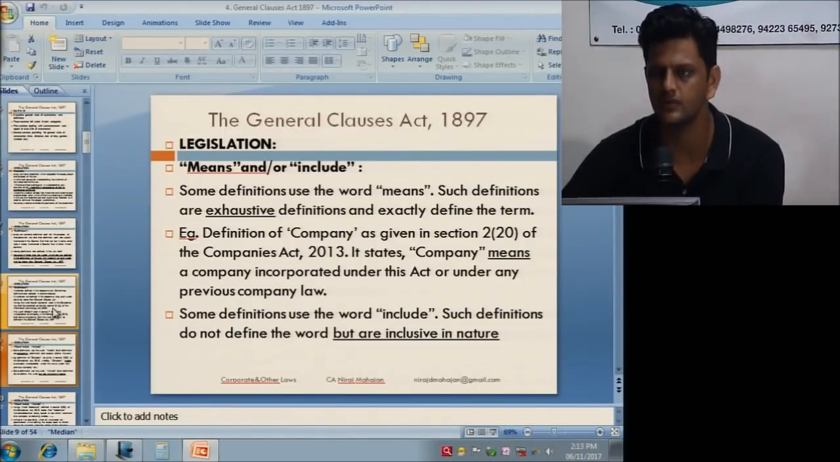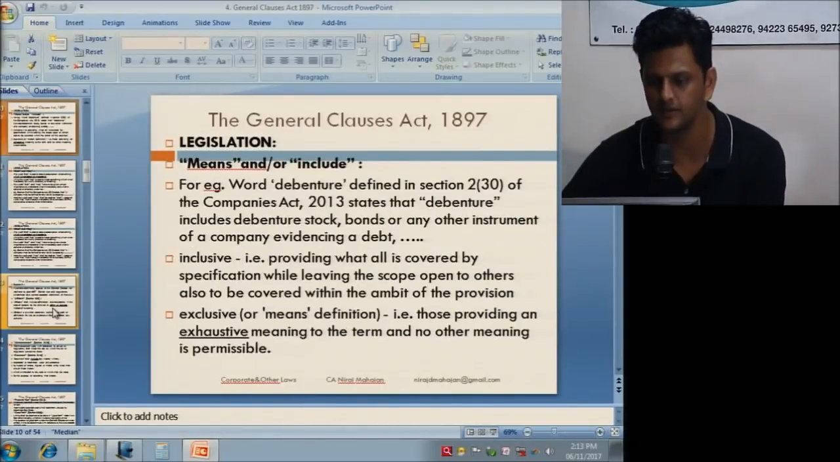Why exhaustive? Limitations. That means it is exhausted, it is utilized completely. You cannot put any other words in that definition part. Whereas in inclusive, it is a little bit, or you can say accommodating. That means you can put any other words also in that meaning. Fine. So these are two types of definitions, inclusive and exclusive, means and includes.